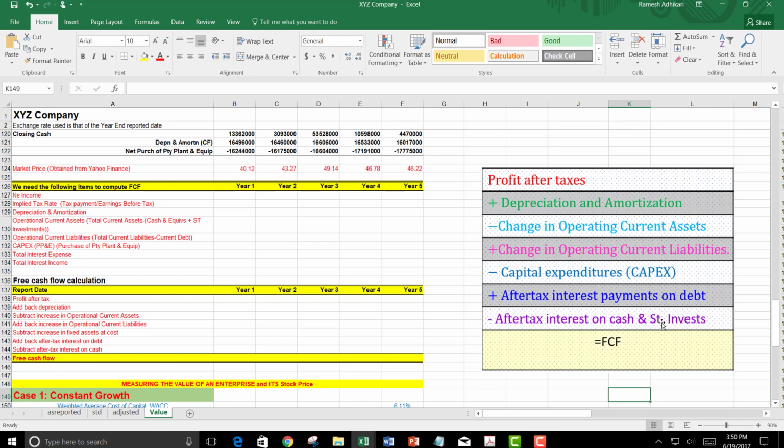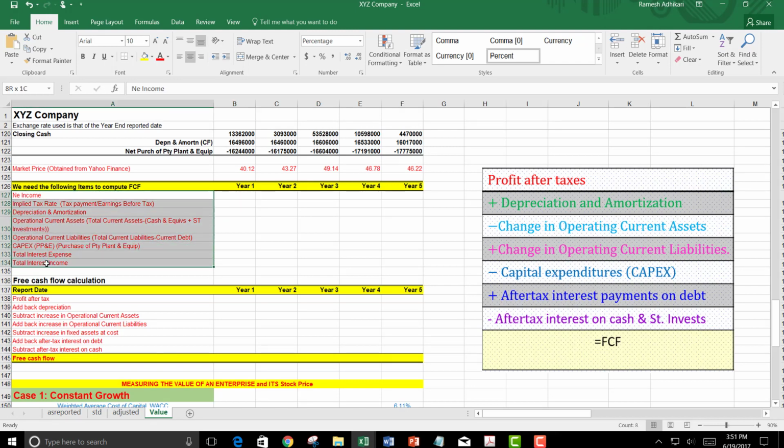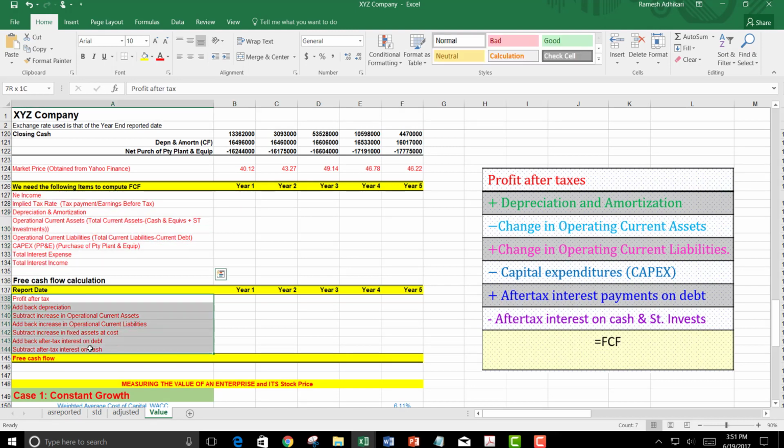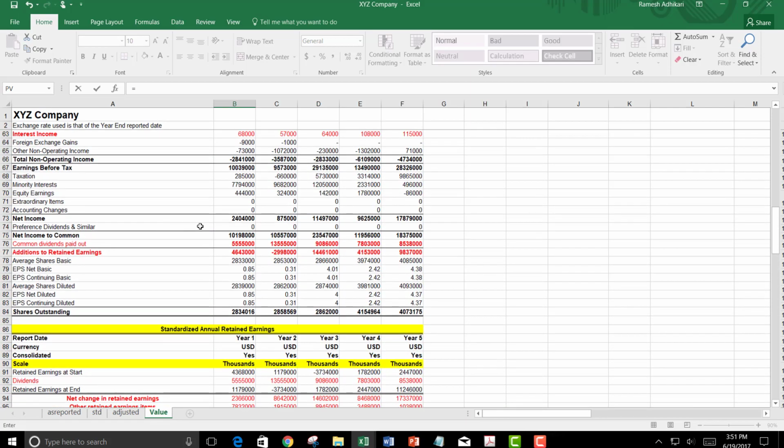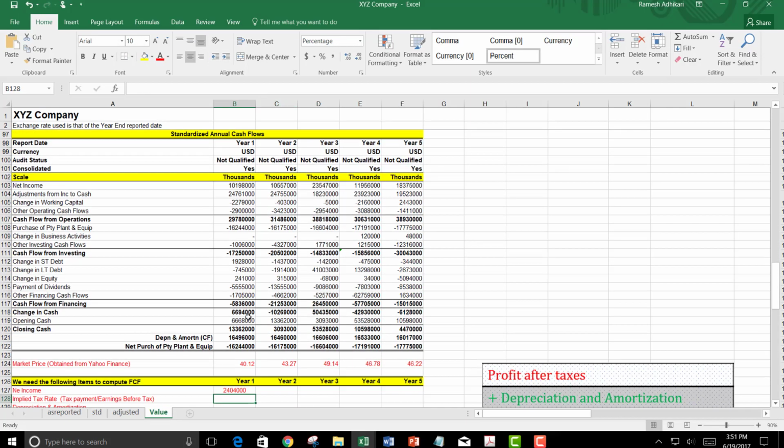To make it more understandable, I am going to compute this in two steps. First, I want to compute all the information needed to compute free cash flow, and once I have all this information, then make some adjustment and compute the free cash flow. Let's start. So the first information we need to compute the free cash flow is net income, and that net income comes from your income statement, right? From your income statement you can get net income.